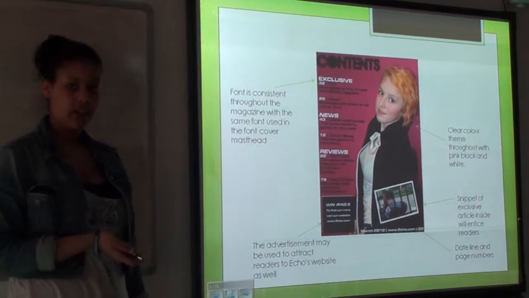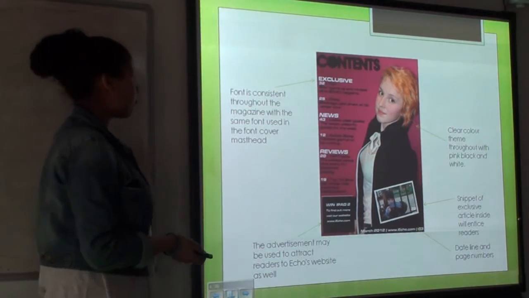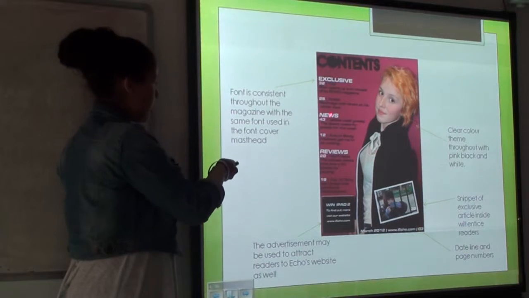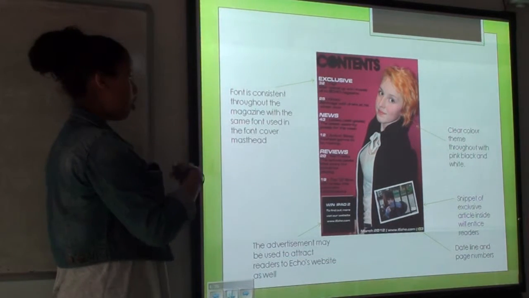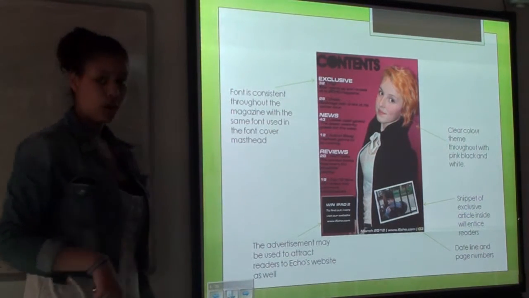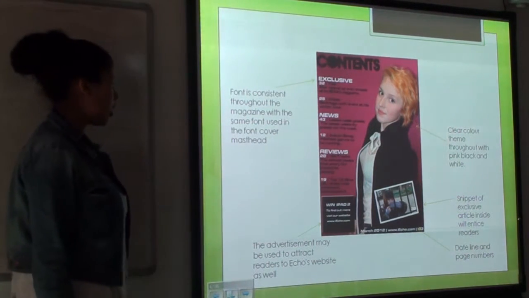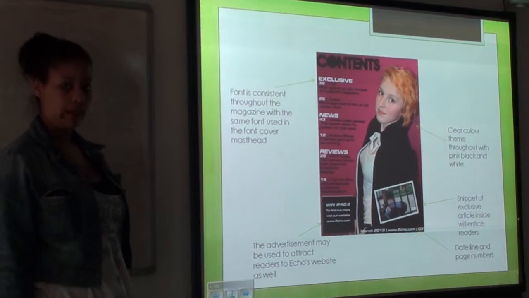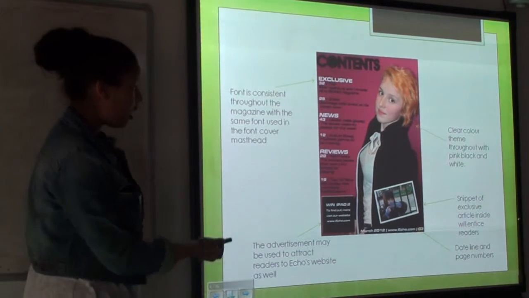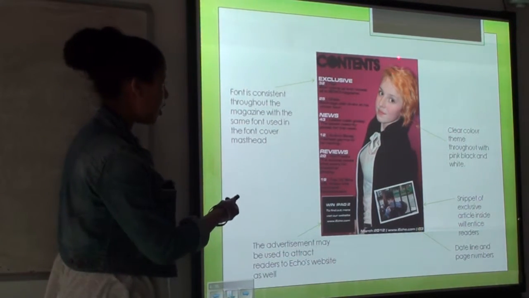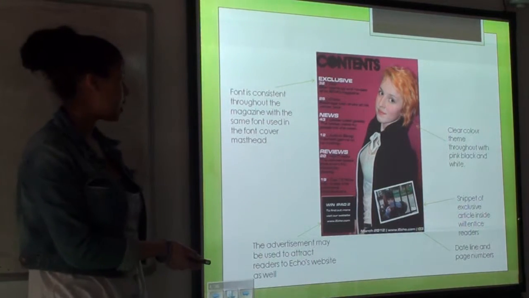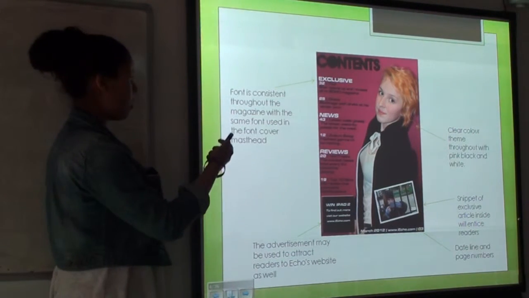Here is my contents page. I've got a consistent font throughout, which I've also used in my front cover, which is the same as the title here, showing that I've got a consistent font throughout the whole magazine. I've also got a clear colour theme throughout my contents page as well, with black and white and purple.